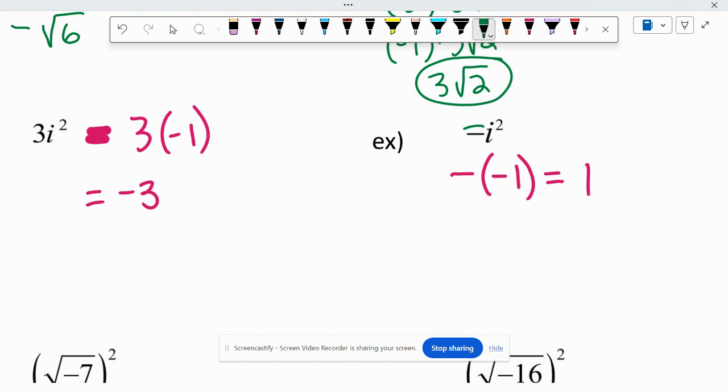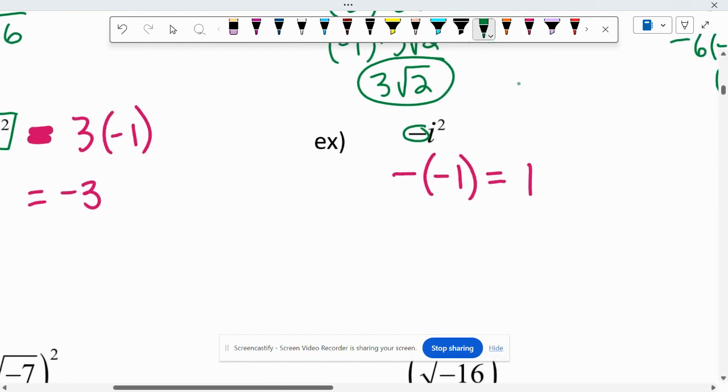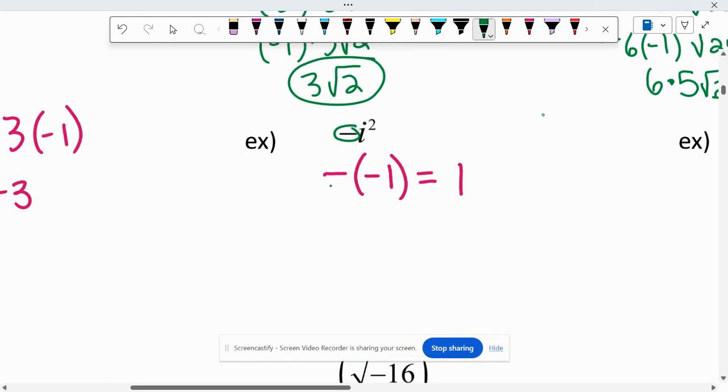Okay, so do you see that there's a negative outside of this? What is i squared? Does that make sense? Okay, perfect. So I know i squared is -1, but I have a negative out in front of it. So I have a negative times -1, which gives me my +1 for that next example.